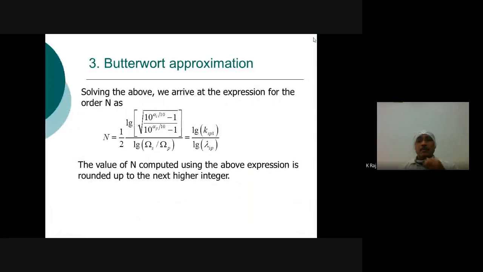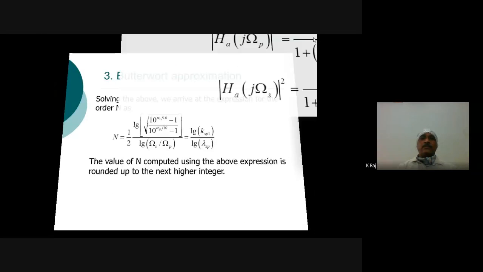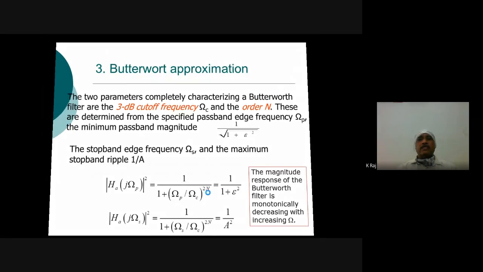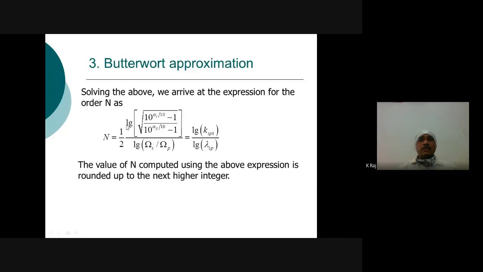Now solving the above two equations here. We consider the logarithm on both sides, and then we will solve for the value of n. Then we'll find a relation for n, and n will become 1 by 2 log of the square root of (10 to the power alpha s upon 10, minus 1) divided by (10 to the power alpha p divided by 10, minus 1), and divided by log, that is base 10, of omega s by omega p.